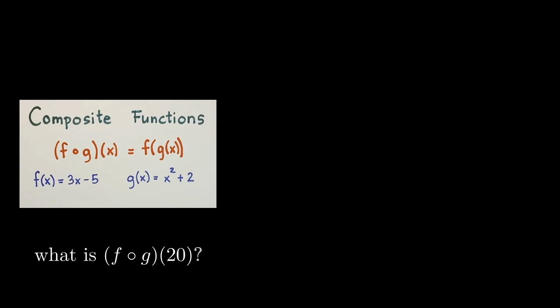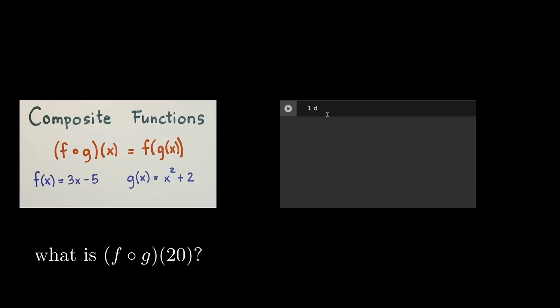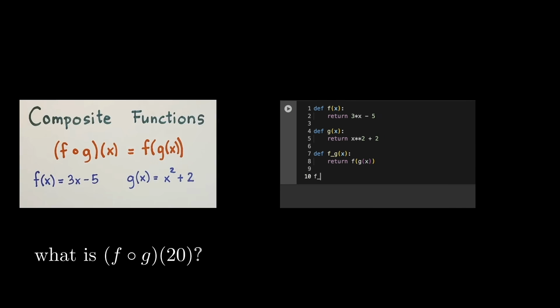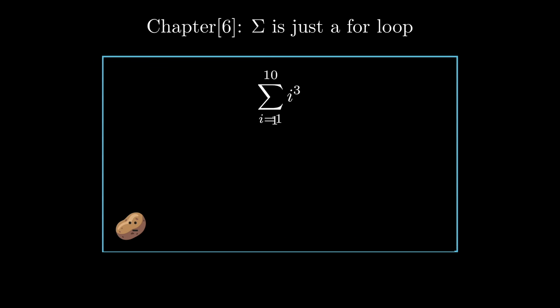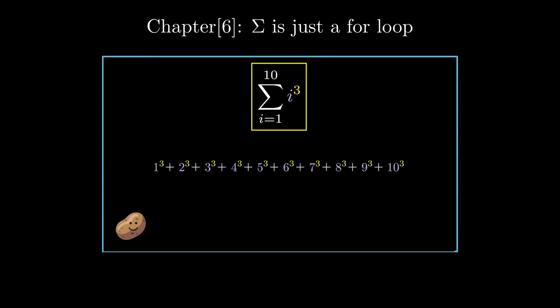After learning programming, this question is almost trivial. I first define f like the way it's written in the question, and then I define g, and then I define f of g. And simply I call f of g on 20. That's the answer. Programming in essence is mathematics in action. If this feels deja vu to you, you're probably thinking about chapter 6, where we said the scary sigma notation is really just a for loop in Python.